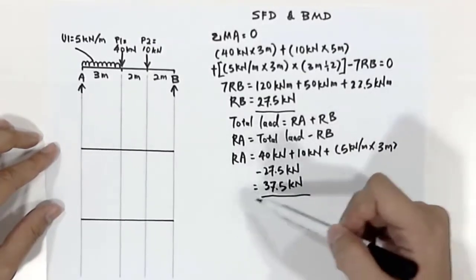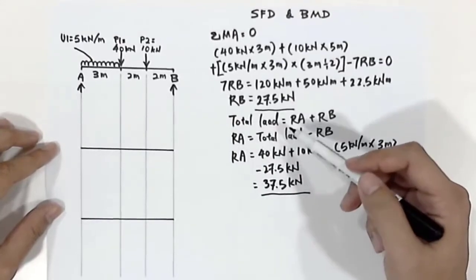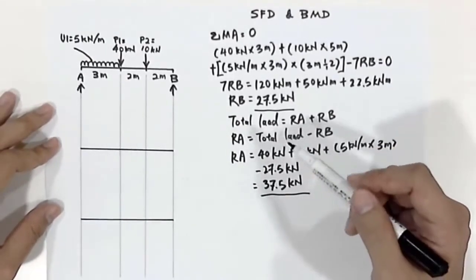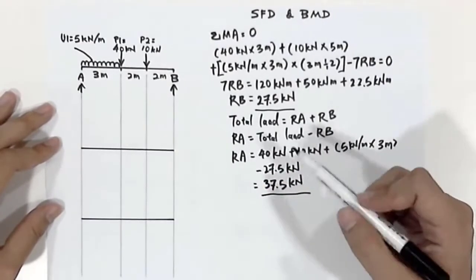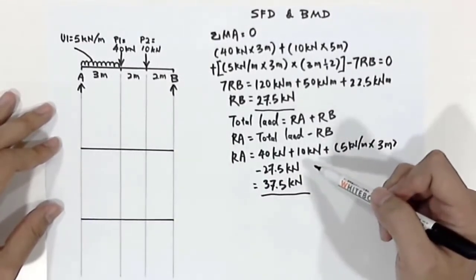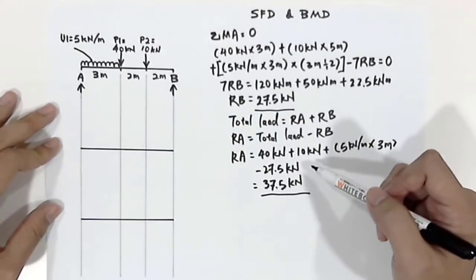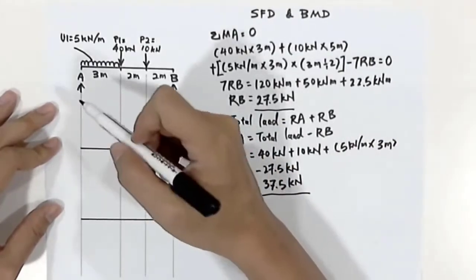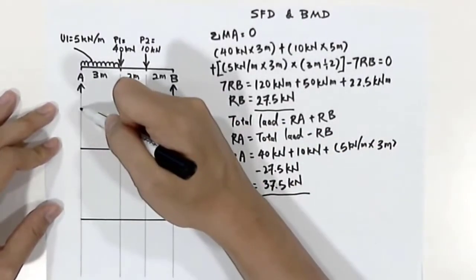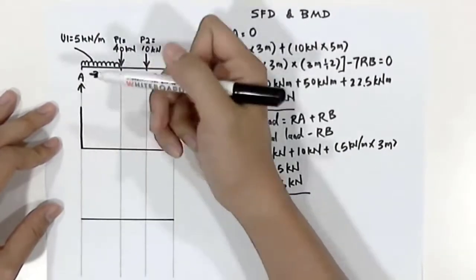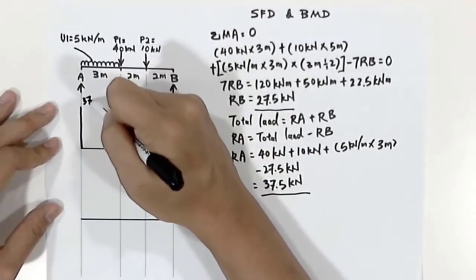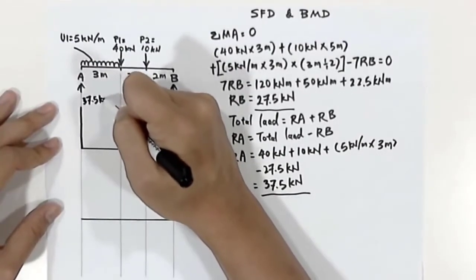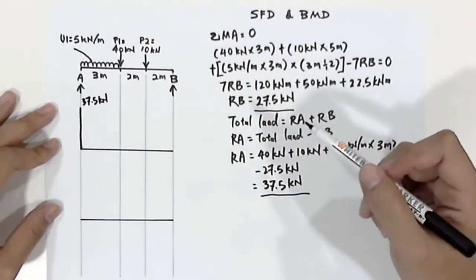By using a graphical method, we can draw the shear force diagram. On support A, with a value of 37.5 kilonewton. So try to draw, and then we'll put the value 37.5 kilonewton here.